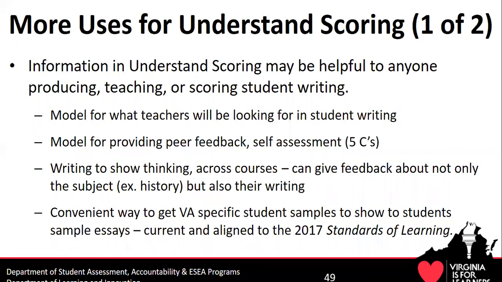And then it's just a quick way to have access to Virginia-specific student samples. All of the samples in Understand Scoring were from students in Virginia in 5th grade. So it's a great way to find those student samples that have feedback aligned with the 2017 standards of learning. And then we'll go to some more examples.